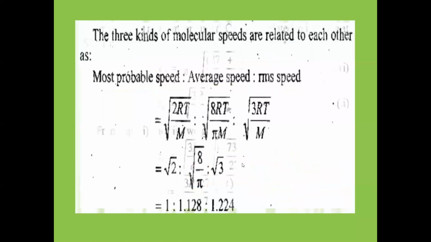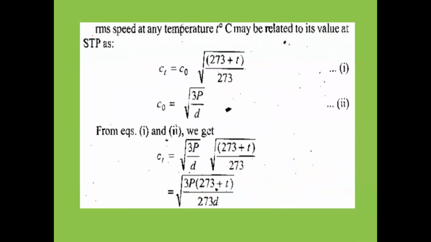Next is RMS speed at any temperature. In calculations and numerical problems, mostly which velocity will be taken for gas molecules? RMS velocity. The RMS velocity at a given temperature may be related to its value at STP. Here CT means the RMS velocity at the given temperature.